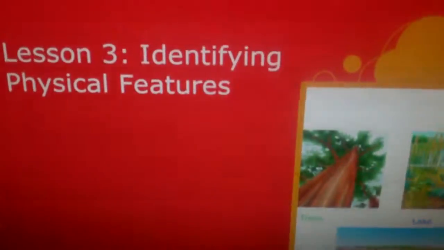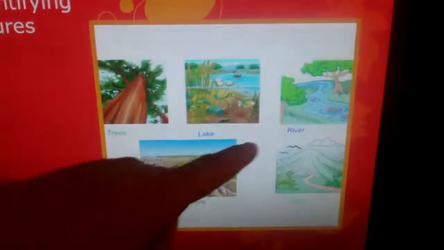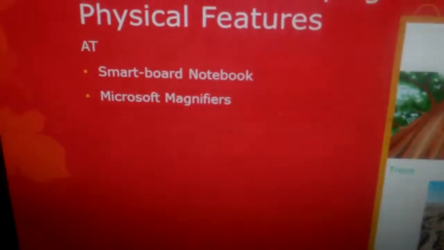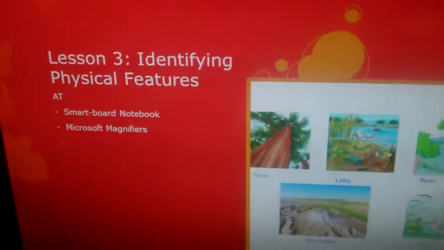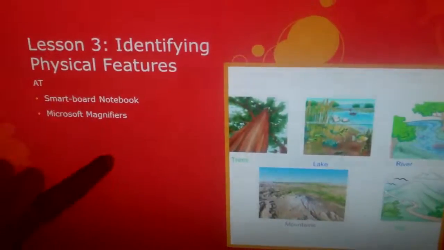Lesson number 3, identifying physical features, is going to use the same software, the Smartboard Notebook program, only this time they're going to make their own program. They're going to add pictures of different types of physical features like trees, lakes, rivers, hills, or mountains, and then they're going to put the label underneath them. It's a simple version of Smart Notebook. They'll also be able to use magnifiers, just like I did by blowing up the last lesson into full screen. They'll be able to use magnifiers in order to see better if they're visually impaired.